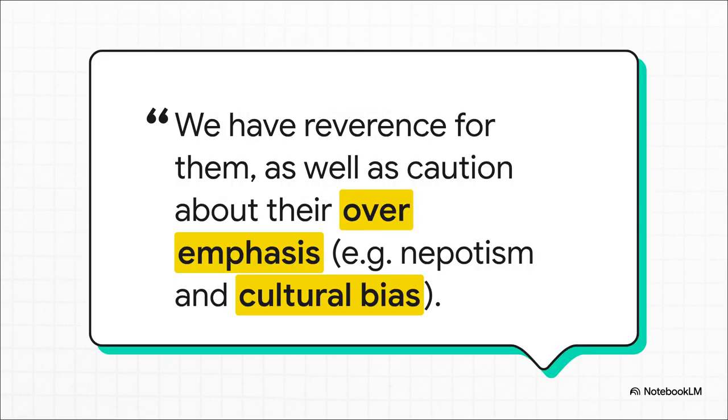But, and this is a really important but from the source material, we need to be careful. These boundaries are natural and they're important. We have a deep respect for our family ties and our cultural identity. But if we overemphasize them, we can run into really serious problems. Think about things like nepotism, where we unfairly favor family, or cultural bias, where we shut out anyone who's different.